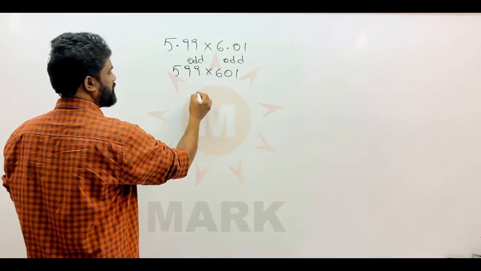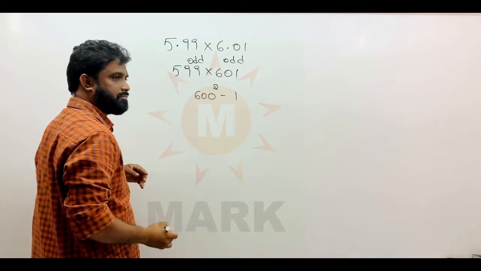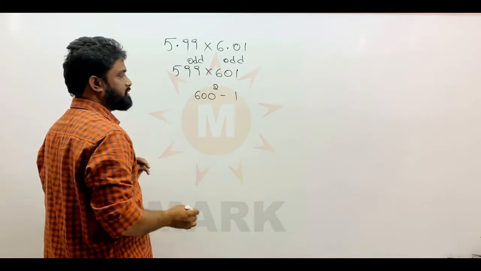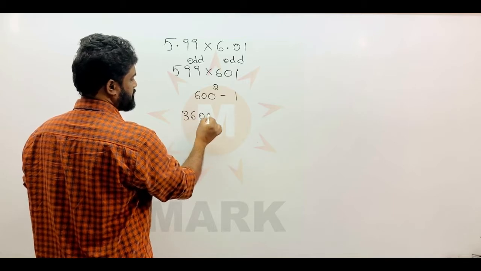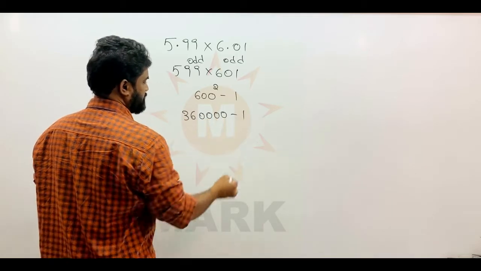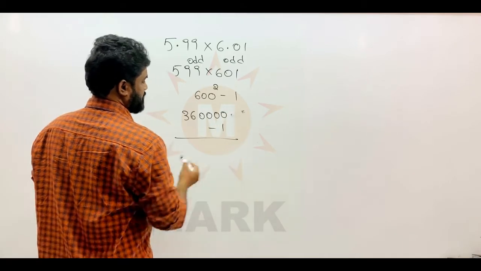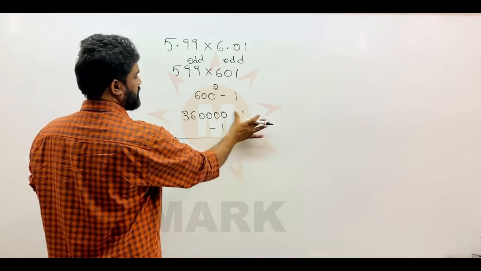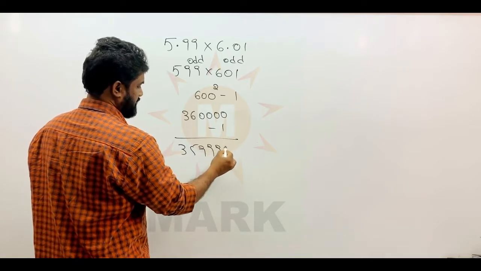So, what is the technique that we use? The middle number is 600. We square 600 and minus 1. So, squaring of 600, 36, and 4 zeros will come here. So, minus 1, clearly I am writing here. So, what will be the result of this? 35999.